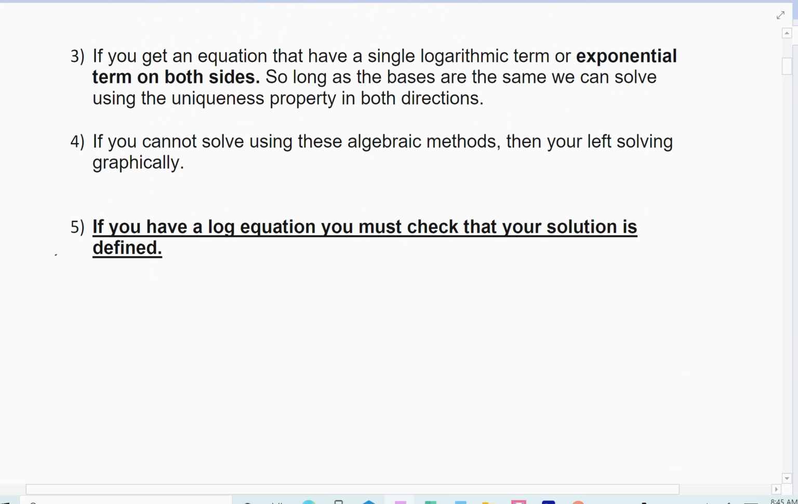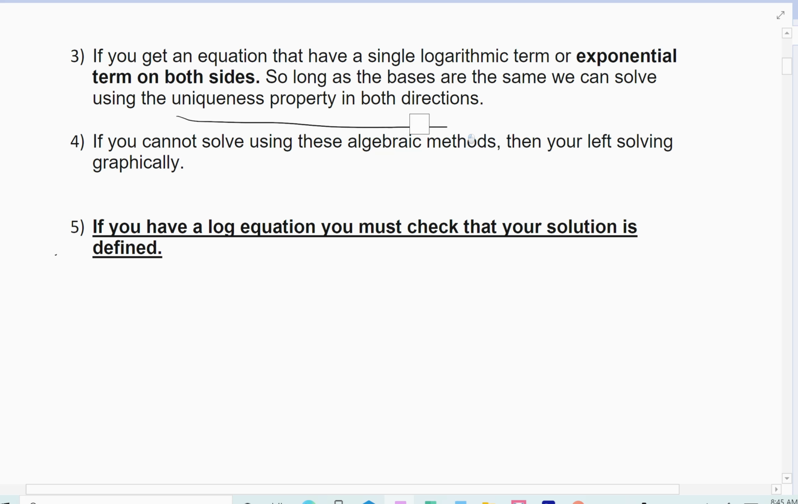If you have a log term on both sides, it should be the same base. It should be base 10, base 2, base whatever. And then we know, using the uniqueness property, that whatever's inside the logs has to be equal. So you take what's inside and set them equal to each other. Same thing for exponentials. If you have the same base on both sides, what's in the exponent has to be equal. And so again, that's the uniqueness property in both directions.